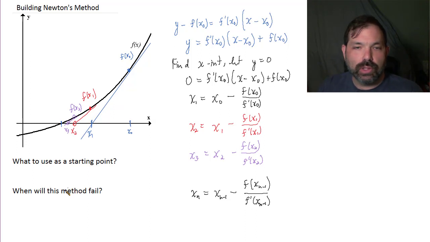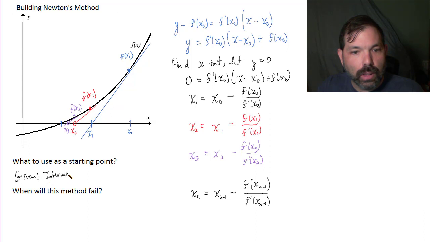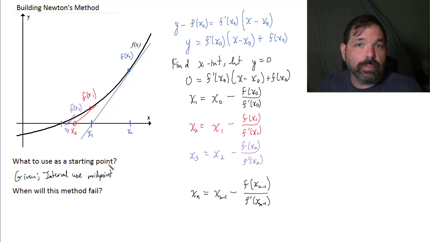So then, what do we use as a starting point? Generally, it might be given to us, right? So it could be given. If we have an interval, we can use the midpoint. Or we can just use a guess that's reasonably close to where we think the intercept, the root, is.